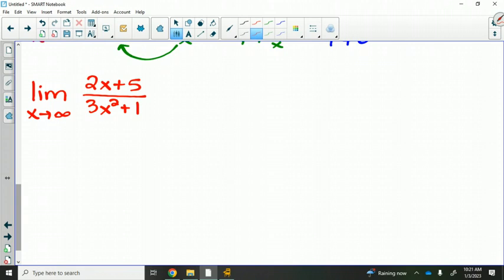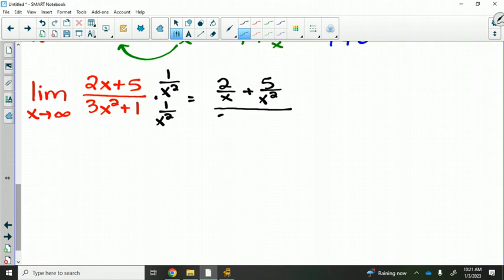Okay, so it's not all in the form where we can take the limit of each of those parts. So then you look at all of the components. What's our highest degree? Yeah, so what we're going to do is we're going to multiply the top and the bottom by 1 over x squared. And then we'll distribute that through to everything. We'll have 2 over x plus 5 over x squared, all divided by 3 plus 1 over x squared.